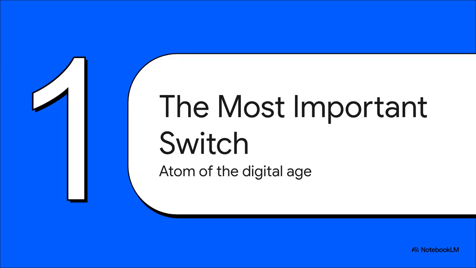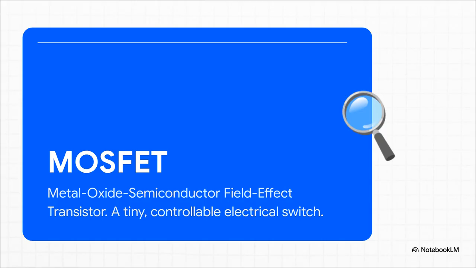All right, let's put a name to this little revolution. We're talking about the absolute, fundamental building block of our era. You could even call it the very atom of the digital age. It's called a MOSFET. And yeah, that stands for metal oxide semiconductor field effect transistor. It's a mouthful, I know. But here's the only part you really need to remember. It is a tiny, controllable electrical switch. And that word controllable, well, that's the magic ingredient.